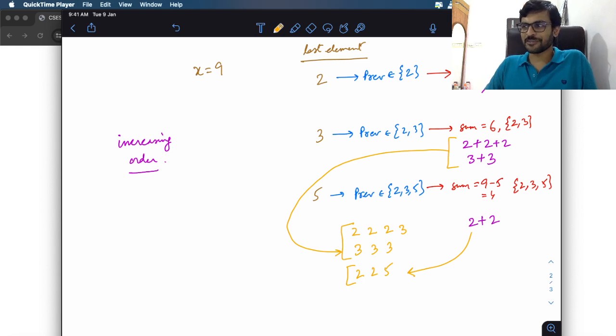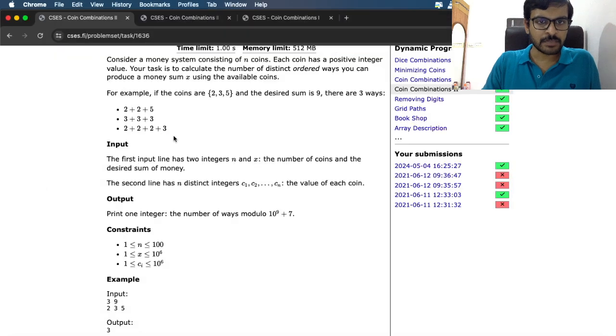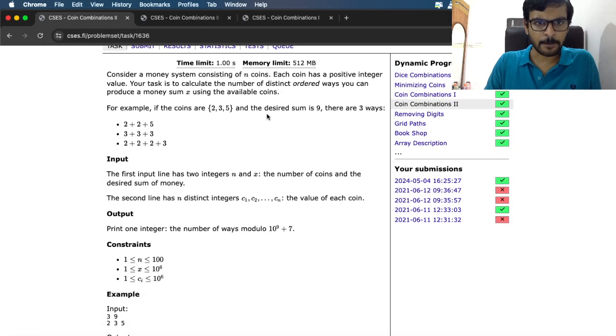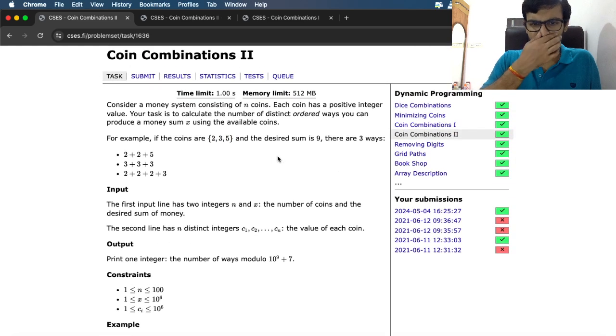So what did we do over here? We said if you are taking any element as the last element, then everything before that should be formed from the elements up to that. It should not be formed from greater elements. I believe that the coins are sorted, or if they are not sorted, you can anyway sort these values of coins. Or actually, you can treat them in any order. Here it is 2 3 5.